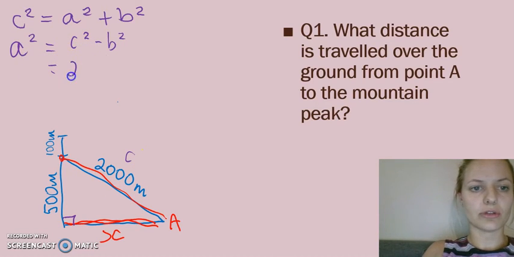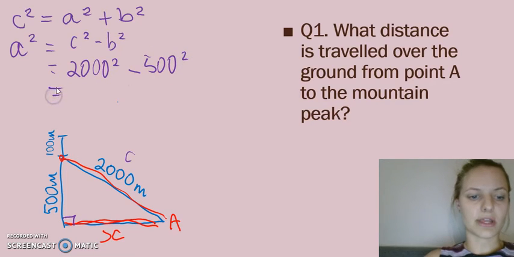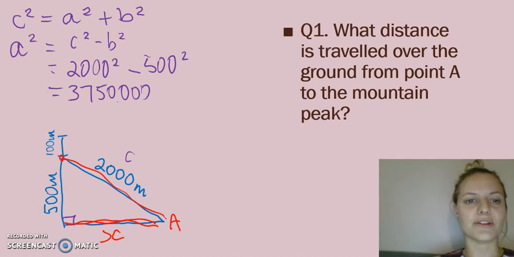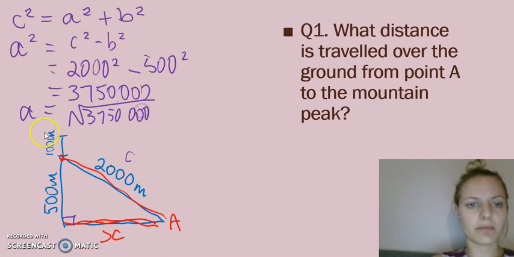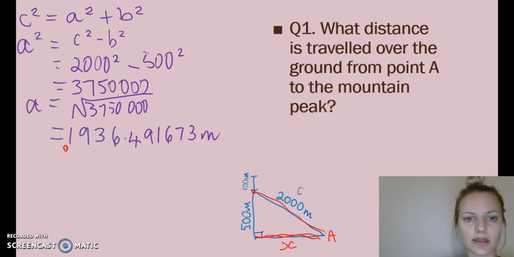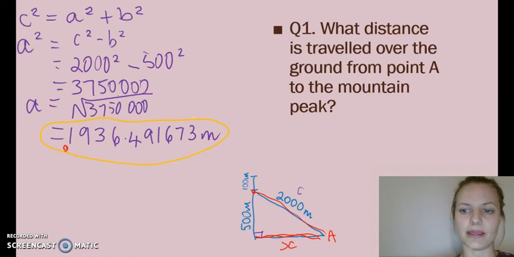C, the hypotenuse, is 2,000 metres. 2,000 squared take b, which is 500, 500 squared. Pop that into your calculator. We found that a squared equals 3,750,000. Now we don't want a squared, we want to find what a equals, so we'll find the square root of 3,750,000, which, putting it into your calculator, equals 1,936.491673 metres. Now you'll notice I've left a lot of spaces after the decimal point. That's because I want the most accuracy possible.